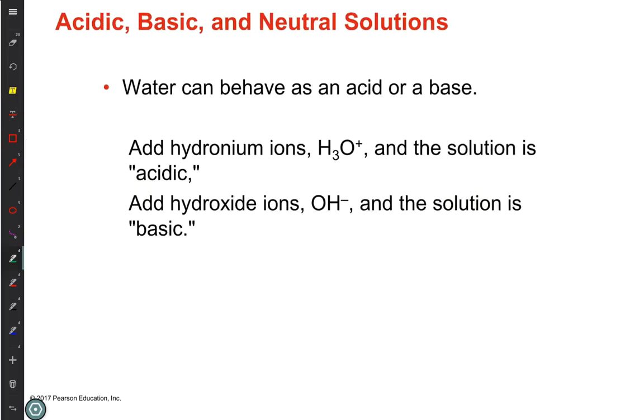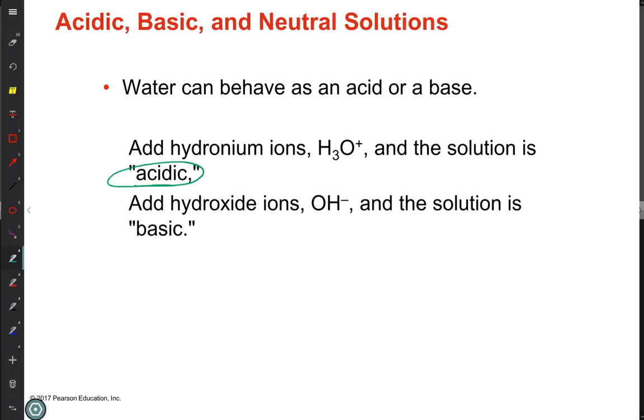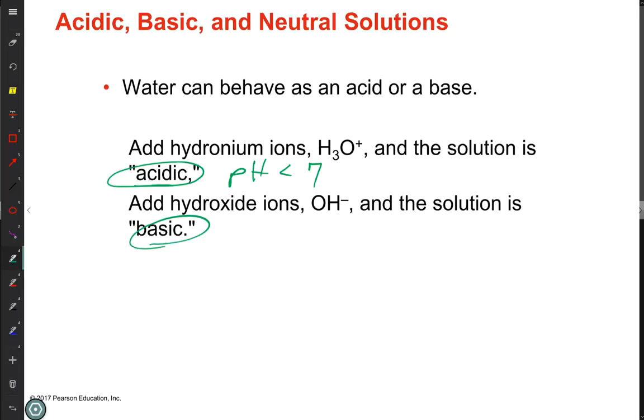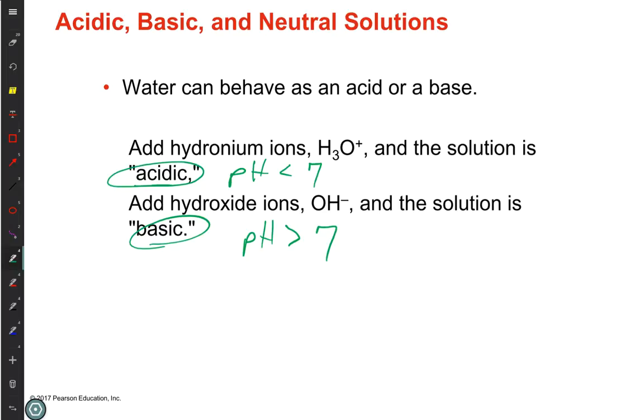So something that has a higher concentration of hydronium is acidic. That means if pH is less than 7, remember 7 was neutral, then it's acidic. And if it is more OH, then you have a pH that's going to be greater than 7 because you have a lower amount of hydronium. And that's basic. So you can determine if something's basic or acidic by looking at its pH.